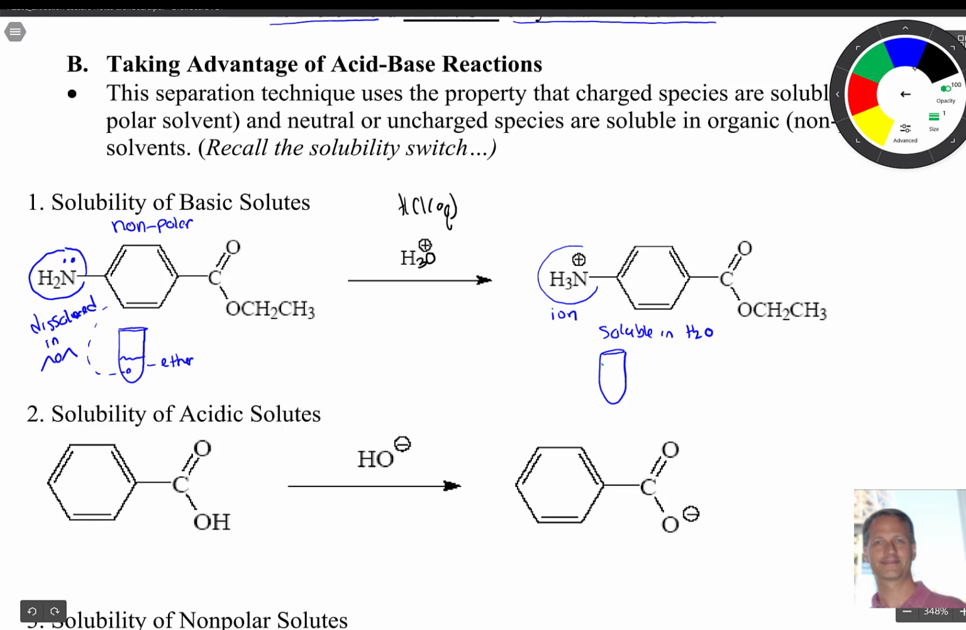So if you were to add that, it would get protonated. You'd have your two layers here. This is your ether layer. But now this compound, I can't draw it in here, is going to be in your aqueous layer. So it becomes soluble. Let's make a note here: soluble in H2O or aqueous layers.